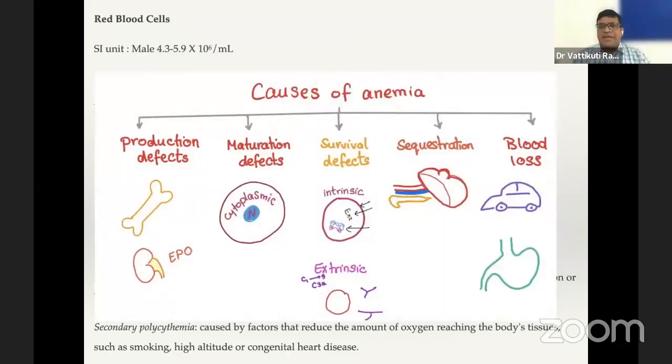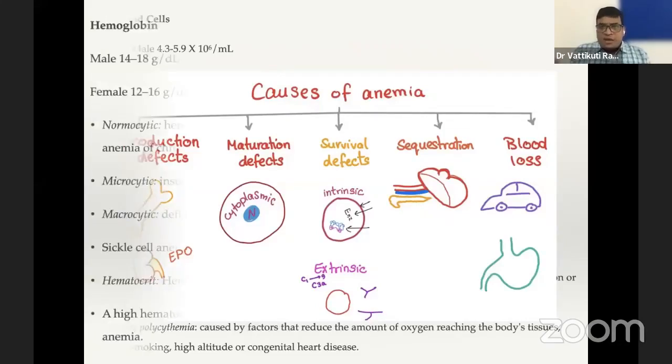If you look at the causes of anemia, there are multiple causes, either production defects where there is a bone marrow problem, or a patient with CKD where there is an erythropoietin deficiency, or survival defects or maturation defects, which are sometimes congenital, like hemolytic anemia, autoimmune hemolytic anemia, spherocytosis, thalassemia, where there will be destruction of the cells. Or any patient who has splenomegaly, where sequestration happens in the spleen, and any patient who has acute blood loss in the form of trauma, or a patient losing blood from somewhere else, like GI bleed, which is very common in our ICU setting.